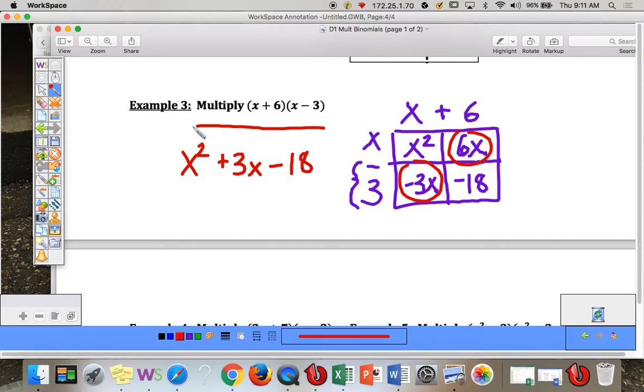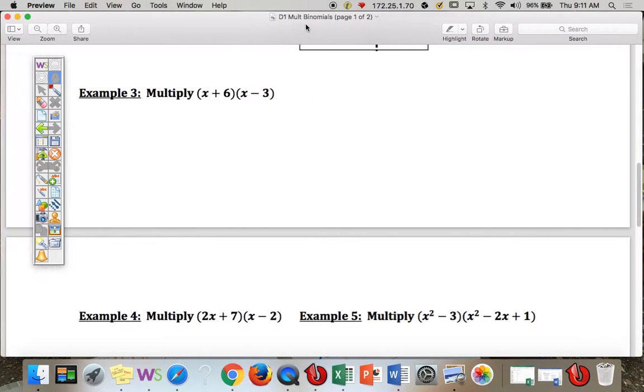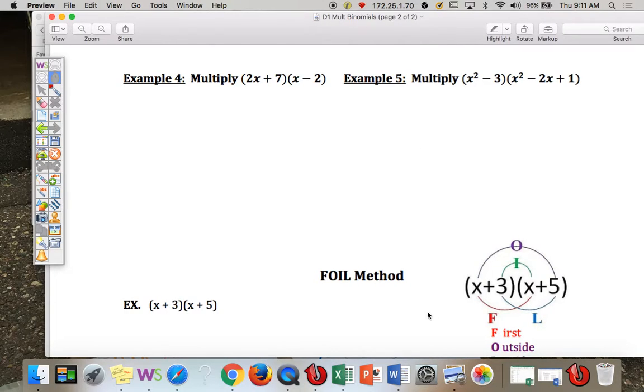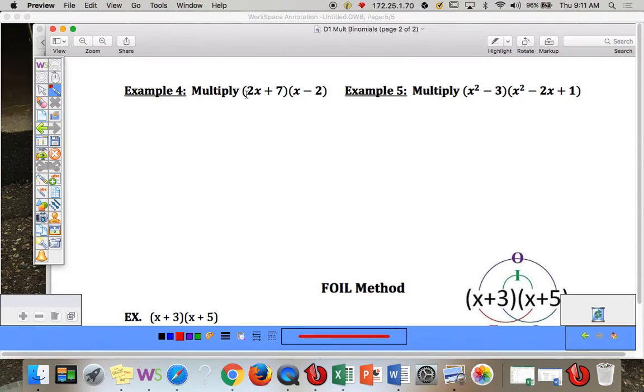And then we have our minus 18. So this is called multiplying out a binomial. Let's do one with a few negatives, and we'll do a binomial times a trinomial, and then I'll give you another method for solving. So the next one, 2x plus 7.